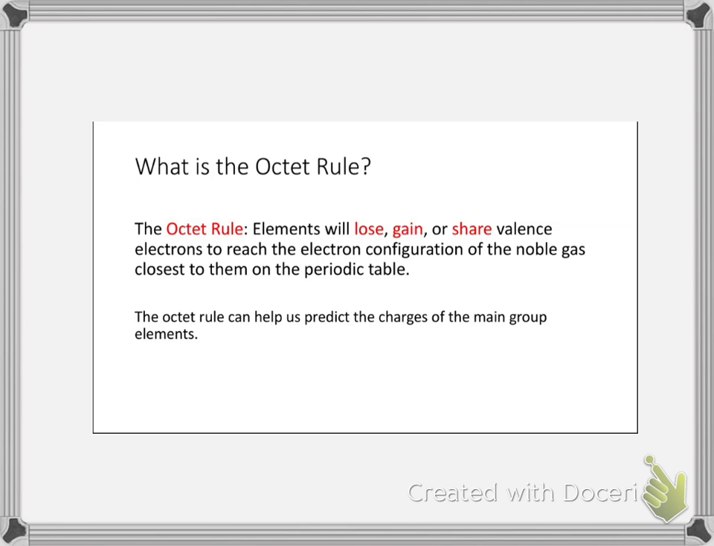So the octet rule, just looking at its title, you may think octet, which is the number 8. So let's see how the number 8 plays into this rule. It says the octet rule: elements will lose, gain, or share valence electrons to reach the electron configuration of the noble gas closest to them on the periodic table.